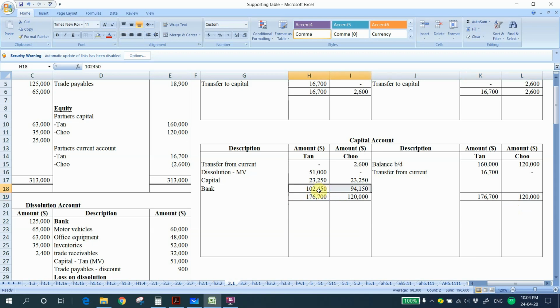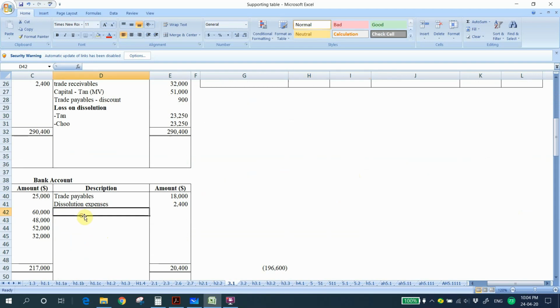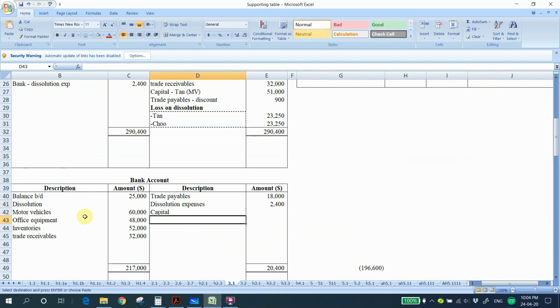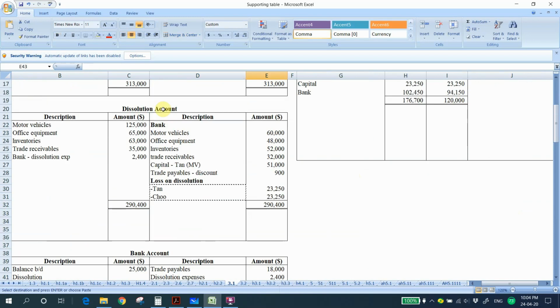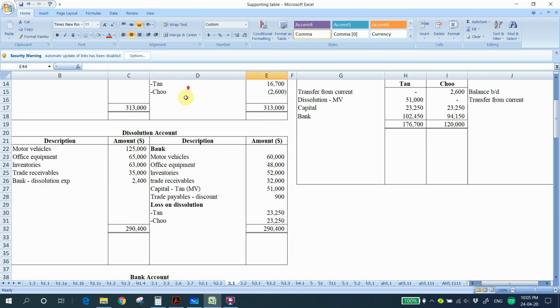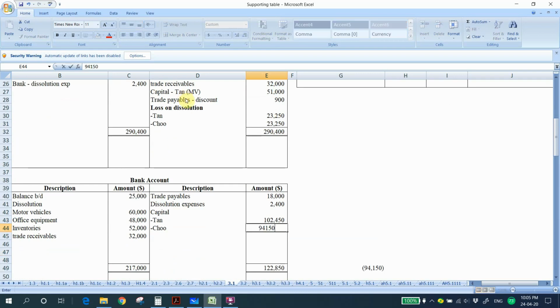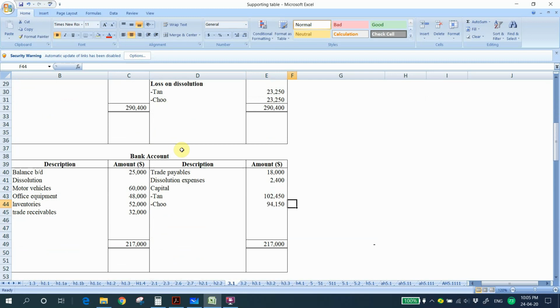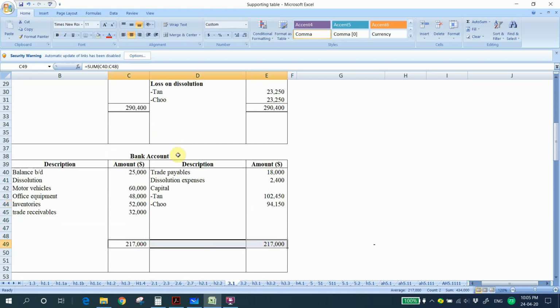And this amount we shall record on the credit side of the bank account. So here we will indicate capital, Tan and Chu. Tan can get 102,450 and Chu can get 94,150. So we can balance your bank account after the capital repayment. If you can tally the amount without any balance CD and BD, it means that your answer is correct.